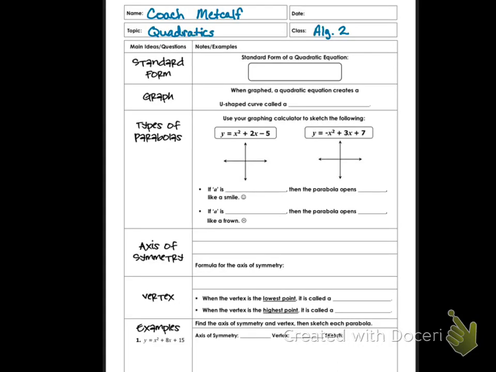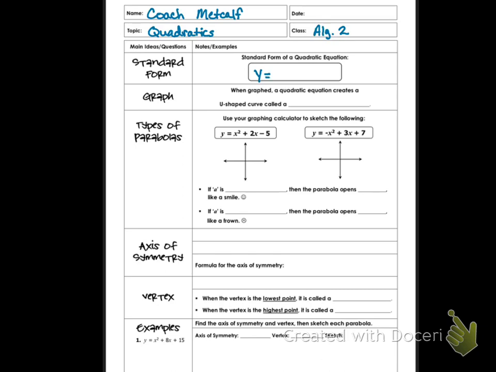Okay guys, so today we're talking about quadratics, and basically we're going to be looking at the standard form for a quadratic equation. And guys, all a quadratic is, is anything that has x squared in it. And all quadratics are going to have a U shape, whether it's an upside down U or just a normal U. And so the standard form of a quadratic equation is y, or it could be f of x in the very front.